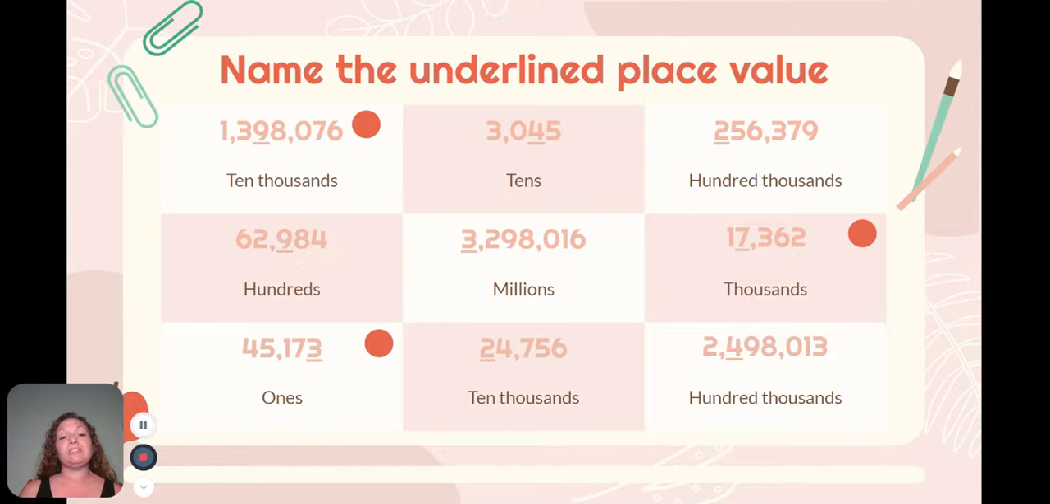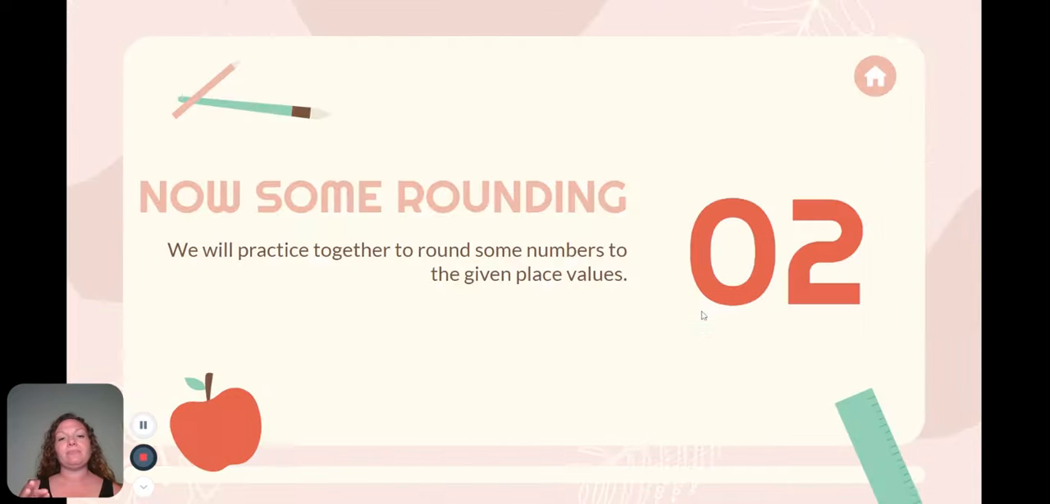Okay, the reason why this is really important is because in this lesson, we're going to have to round to a specific place value, which means that we need to find that place value. We need to look at the neighbor that is to the right and decide if it's going to bump up or stay the same. Okay, so now we're going to do some rounding. We're going to practice rounding numbers to a given place value.